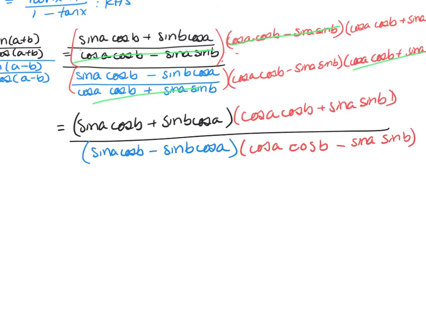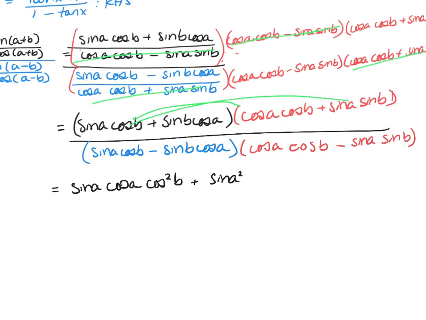Now what I'm going to do is distribute this out, and when I distribute these two, I'm going to get sine of A cosine of A, the cosine squared of B. So that's just those two. Now I'm going to multiply these two, which is going to give me plus the sine of A squared, the sine of B, and then the cosine of B.